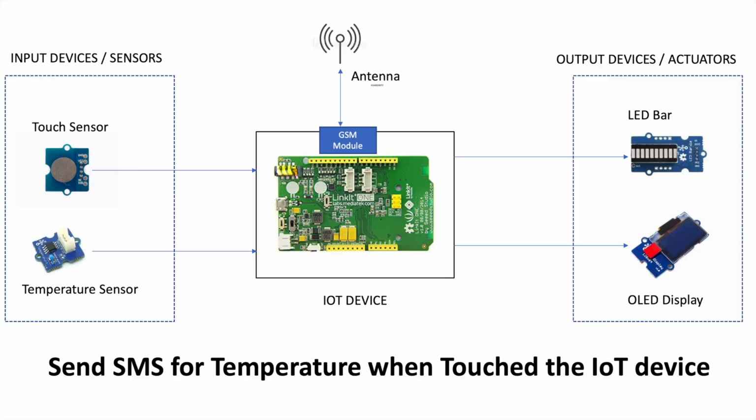As you know, traditionally we have input devices and sensors. On the left side we can see that we have a touch sensor and a temperature sensor that are going to act as input devices or sensors in this tutorial. Then on the right side we have output devices or actuators. We are going to use a 10 segment LED bar and an OLED display to display the message in a readable format to the user on the IoT device. And the IoT device in the middle is the device that we use for pre-processing and then sending the required information to the cloud to reach the user.